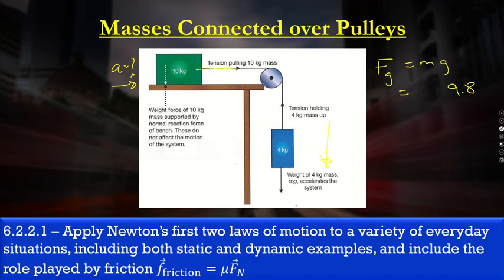This goes back to the string. If you look at this string, like I said before, if the string connects two mass objects together, then essentially they're one mass entity. So the mass we're looking at is actually 10 plus 4. So the weight force going down is actually 10 plus the 4, and that's your weight force here.